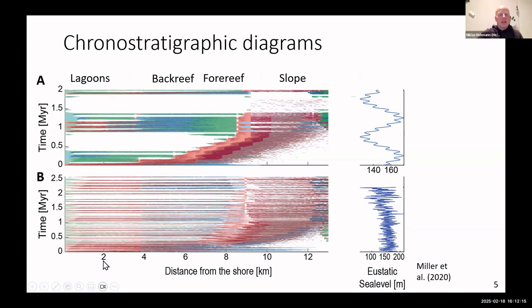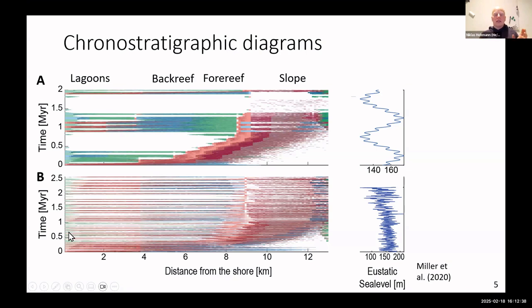So if we look at 2 kilometers from shore, if there is a color, this is deposition of the corresponding facies, and then white means there's a gap. We have short gap, deposition, short gap, a little bit of deposition, and then a long gap where there's almost 500,000 years of no deposition at all.